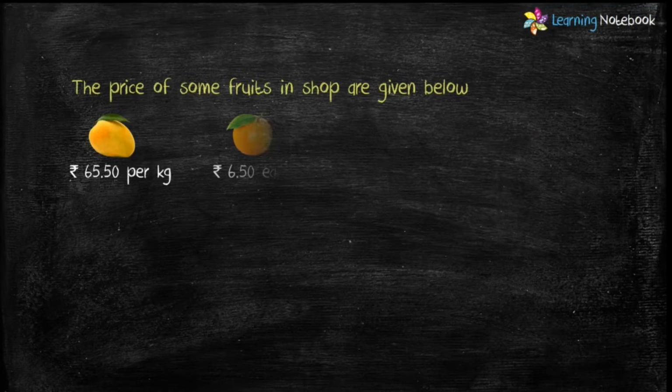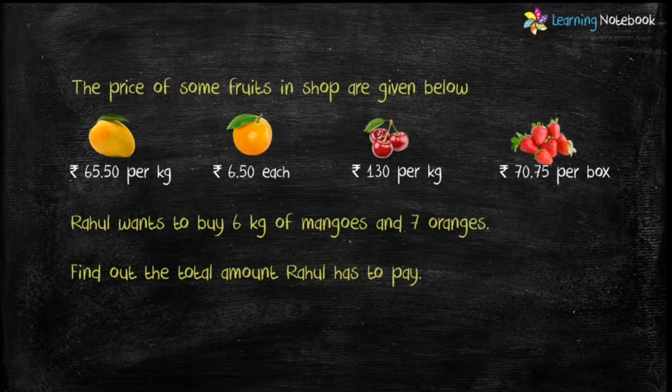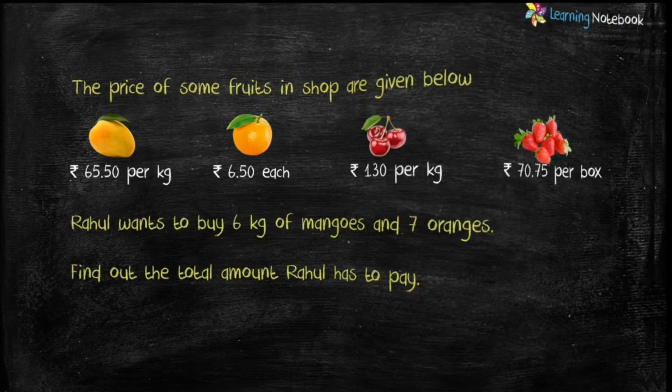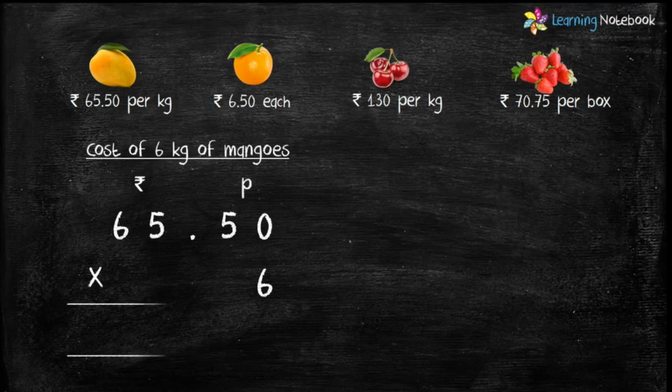The last question is, the prices of some fruits in a shop are given below. Rahul wants to buy 6 kg of mangoes and 7 oranges. Find out the total amount Rahul has to pay. First, let's find the cost of 6 kg mangoes. For this, let's multiply 65.50 with 6. Write them in columns.